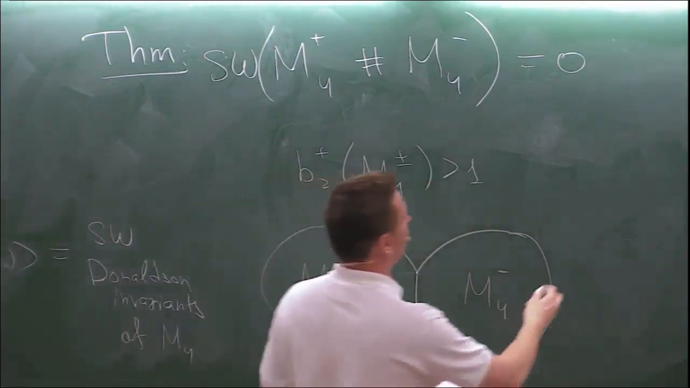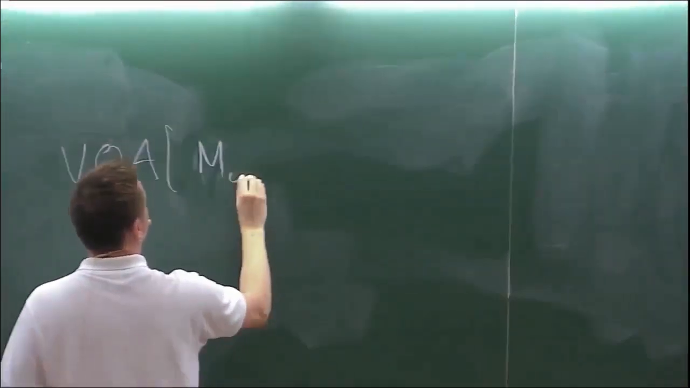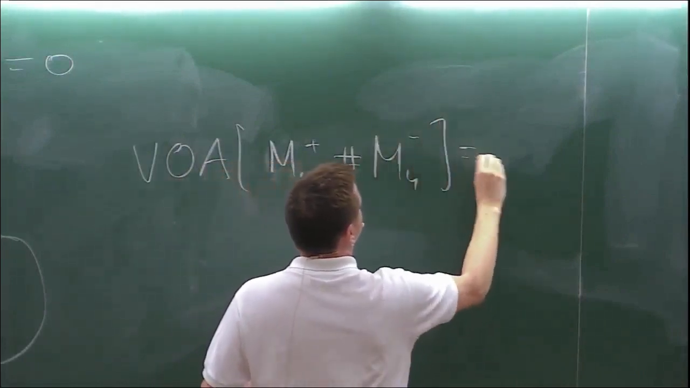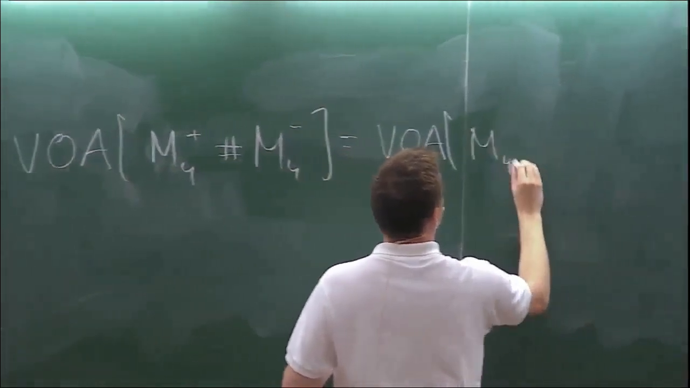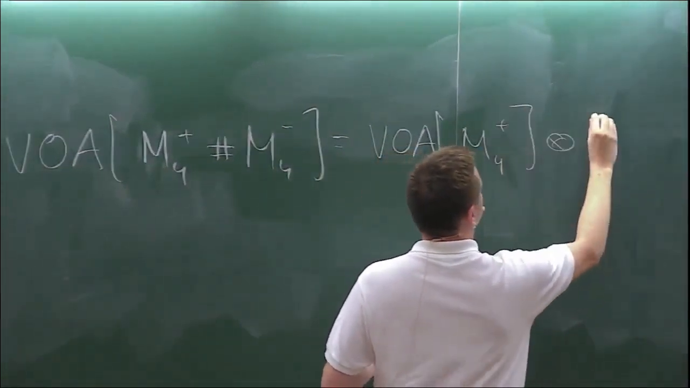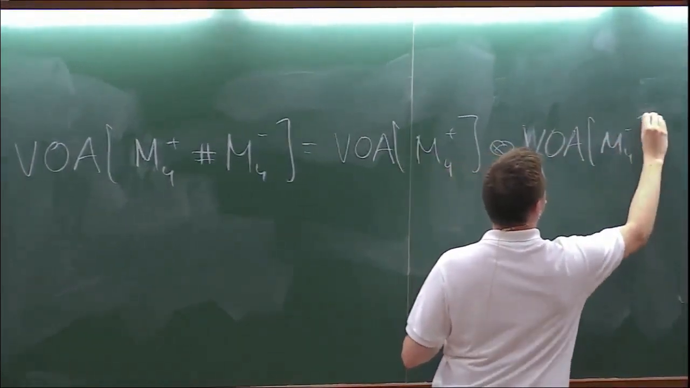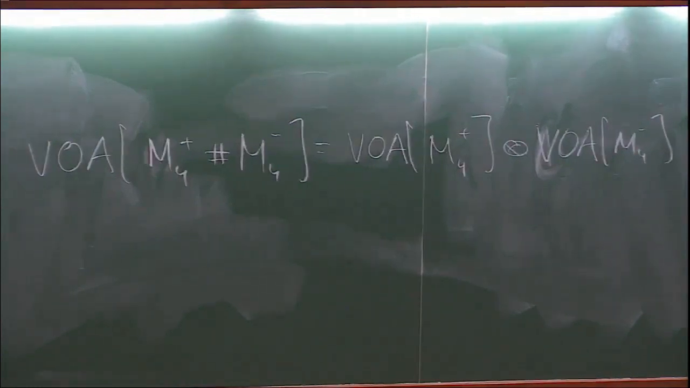So if you apply VOA to the same procedure of M4 plus connected sum M4 minus, it is going to be basically VOA of M4 plus tensored with the vertex algebra of M4 minus. And that's not only natural, but it comes from the fact it's actually easy to trace to these moduli spaces, because here the vanishing comes from a very stupid reason.